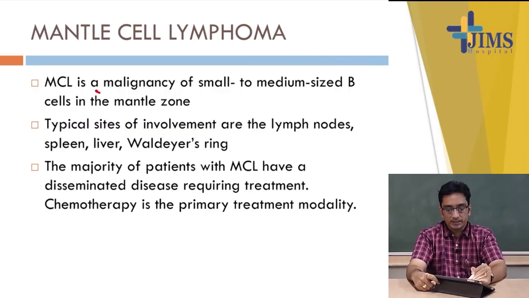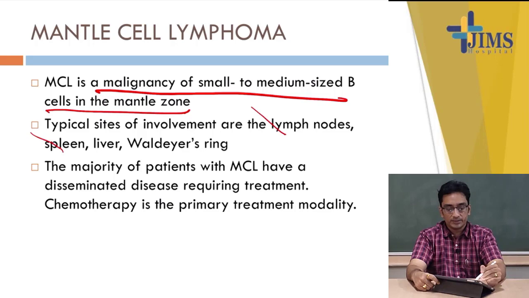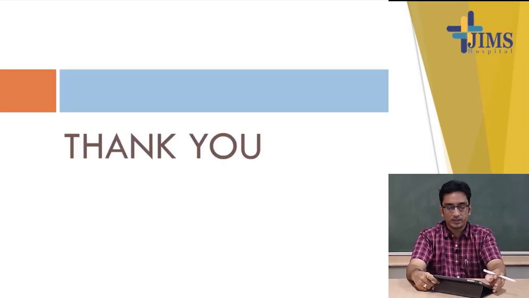Mantle cell lymphoma, malignancy of small to medium sized B cells in the mantle zone. Typical sites of involvement are lymph nodes, spleen, liver, Waldeyer's ring. Majority of patients with mantle cell lymphoma have disseminated disease requiring treatment. Chemotherapy is the primary treatment modality.